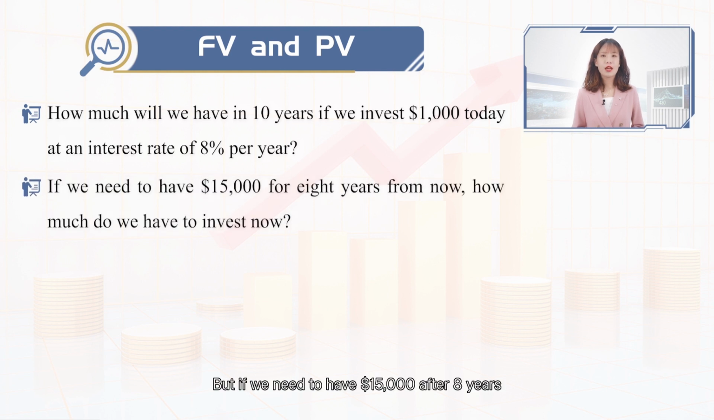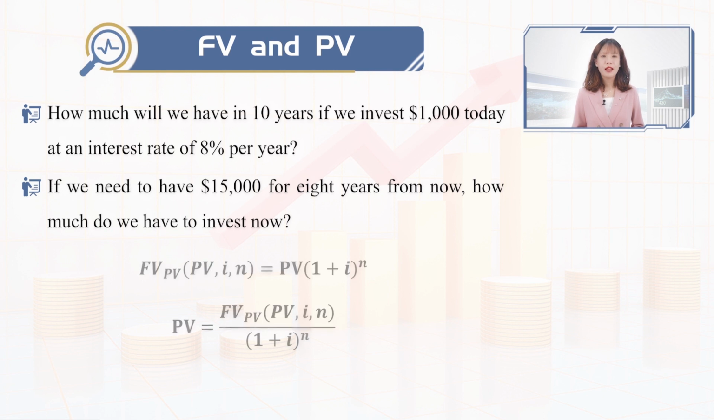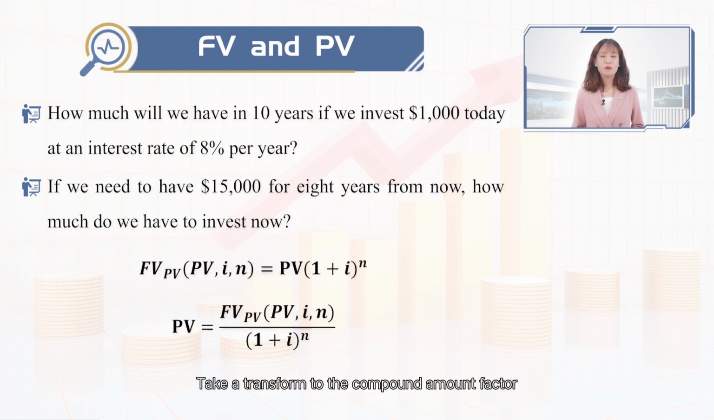But if we need to have $15,000 after 8 years, how much do we have to invest now? In other words, the FV is $15,000, the interest rate I is 8%, and the number of years N is 8. We need to calculate the present value. Take a transform to the compound amount factor. We can get a formula of the PV.